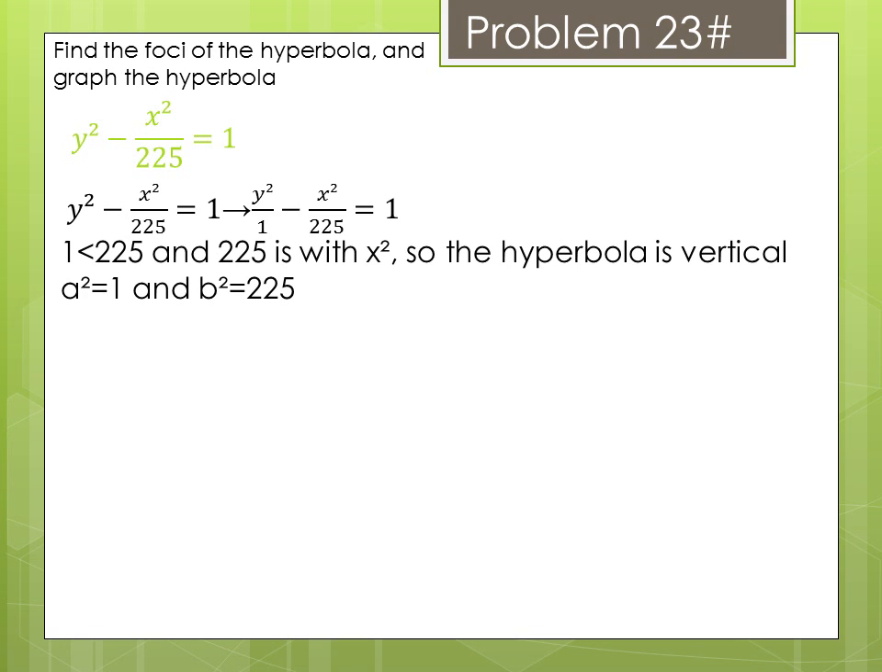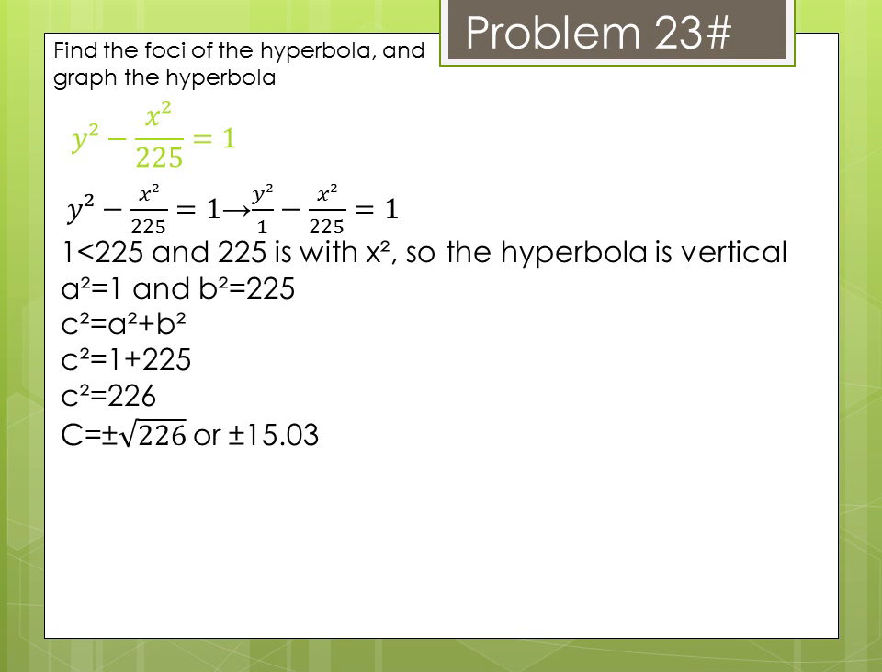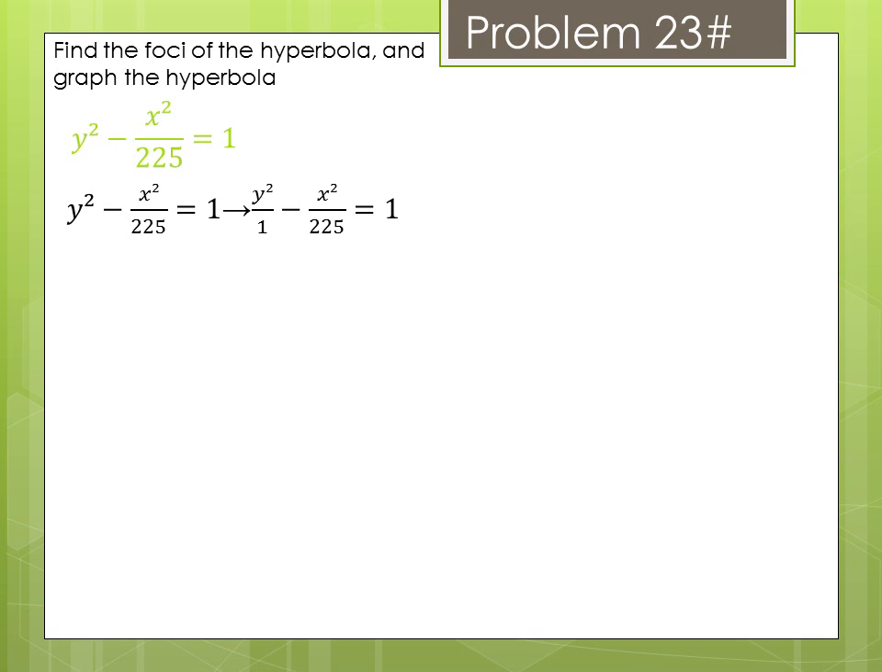A squared is equal to 1 and b squared is equal to 225. And c squared is equal to a squared plus b squared. C squared is equal to 1 plus 225, and c squared is equal to 226. And then c is equal to plus or minus the square root of 226, which we can't really simplify. So our foci will then be at 0, comma, plus or minus the square root of 226.